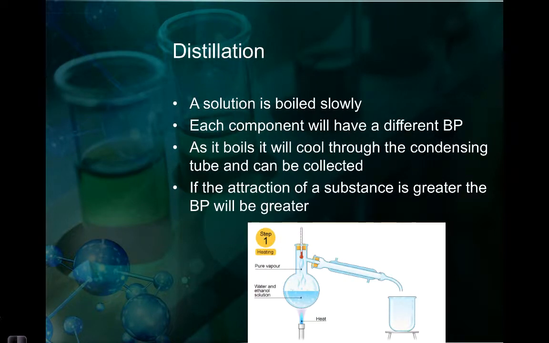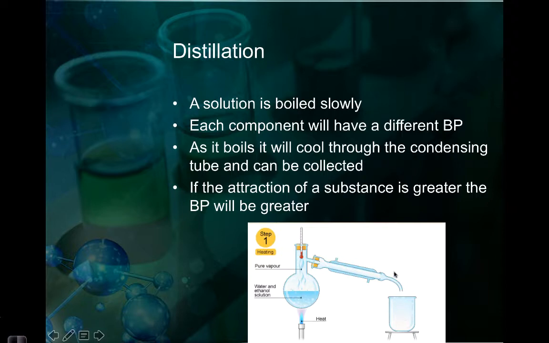Now, we also have distillation. Distillation is where you take a solution and you boil it very, very slowly. Each component in this solution will have a different boiling point. So what will happen is that you'll get to that first boiling point, it'll vaporize, it'll go through the condensation tube, and then liquid will appear at the end. Then you'll slowly start to raise the temperature again, get to a new boiling point, and then you can collect the new liquid. That's how you're separating it.